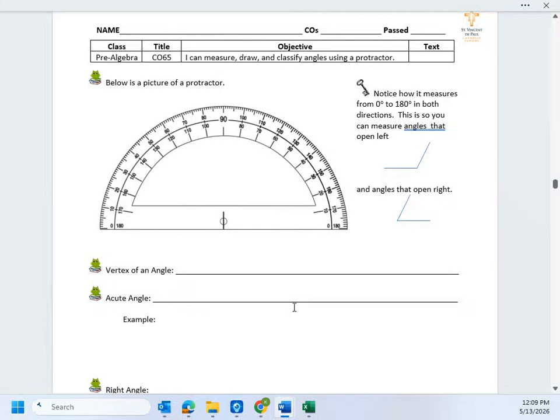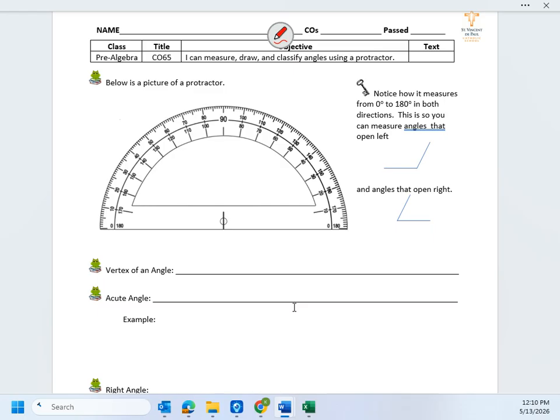Good afternoon. Today we are continuing on with this unit with CO65. I can measure, draw, and classify angles using a protractor. So we have our handy dandy protractors. We don't need one from home because we only use it for this objective. So that's why I have the class set. If you have one that's your own, you can certainly use that.